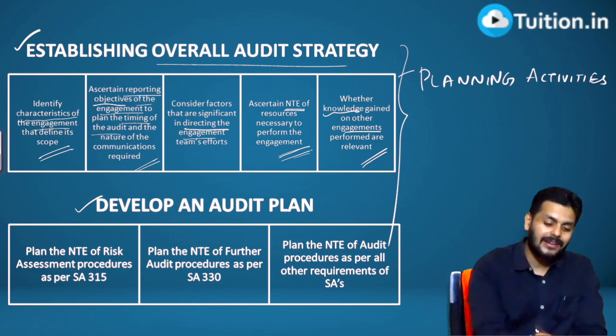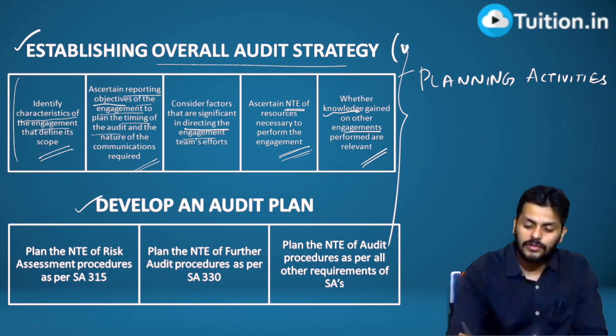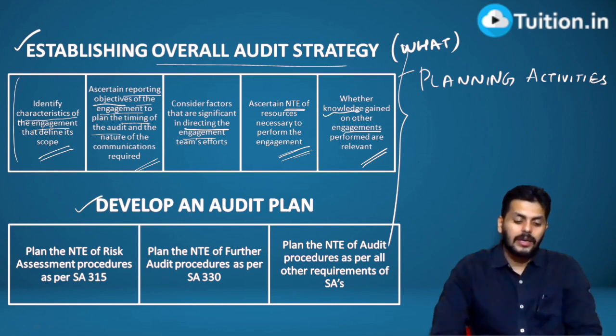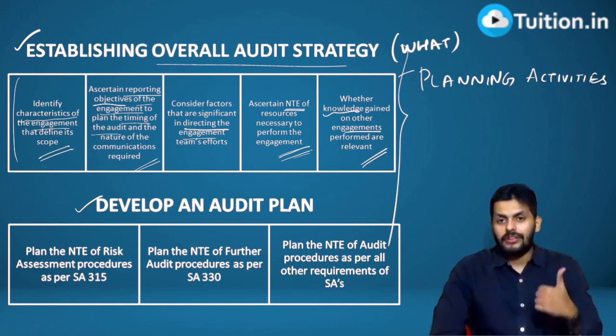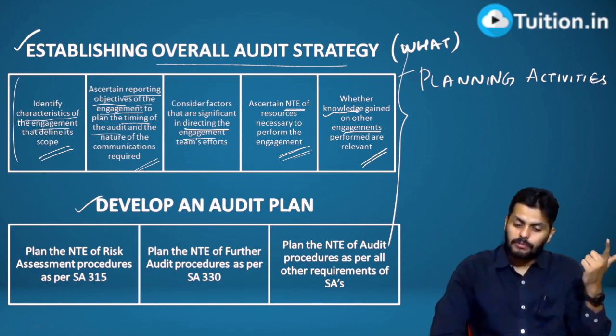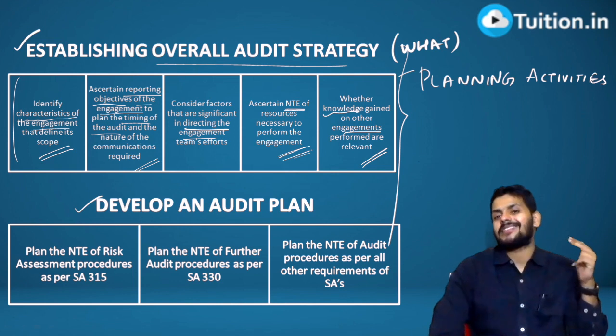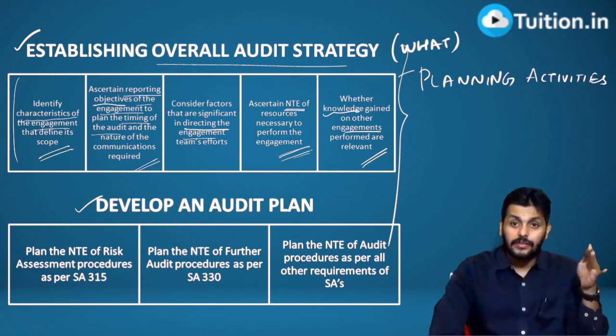This is the consideration of establishing an overall audit strategy. Answer the question of what to do in the audit. It's a very important part to discuss, what to do in the audit. Okay, so identify the characteristics and define the scope. Ascertain your reporting objectives. Consider what you are supposed to do to direct the engagement team's efforts, and ascertain the nature, time and extent of the resources required.